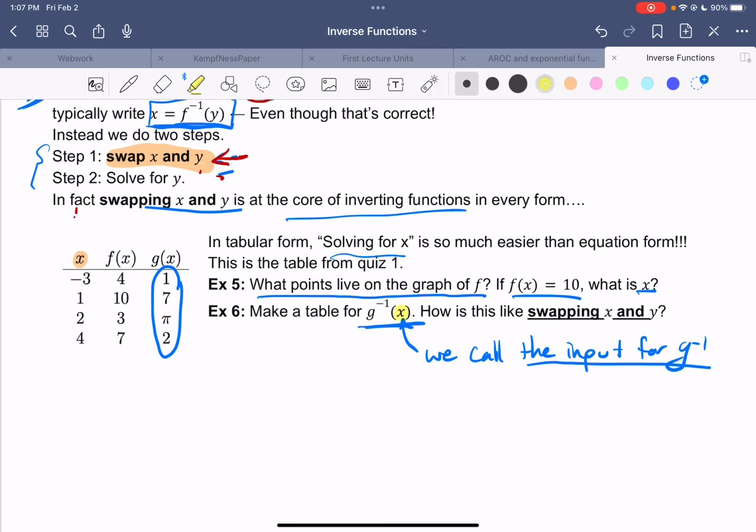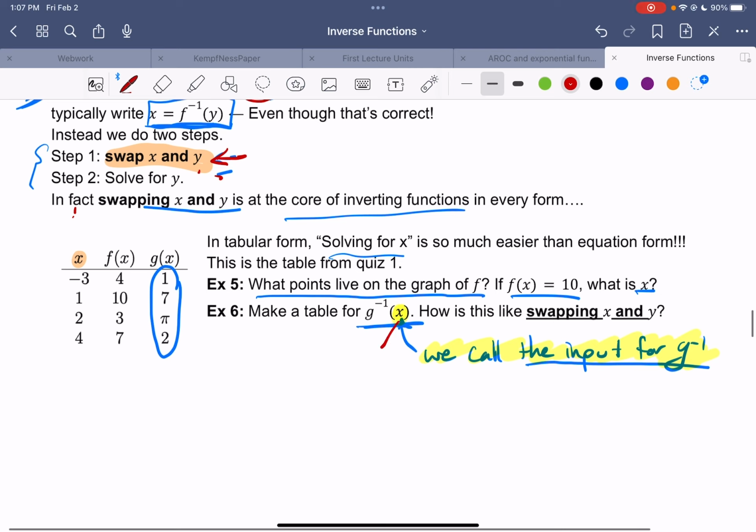The x highlighted in yellow, this one, is what we call the input for G inverse. It's a placeholder for a number that you can plug into G inverse. These are the numbers that I can plug into G inverse, because G inverse takes something from this column as input and spits out something in this column as output.